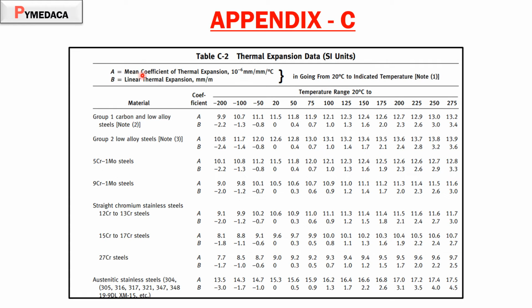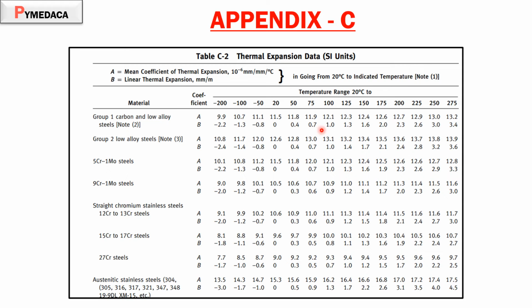A is the mean coefficient of thermal expansion. This is not required for us now. We are only concerned about B. B is linear thermal expansion: how much length the pipe will expand. So what is our piping? Okay, let's consider our piping is a carbon steel piping. So for carbon steel piping, we have to find what the expansion is based on our temperature.